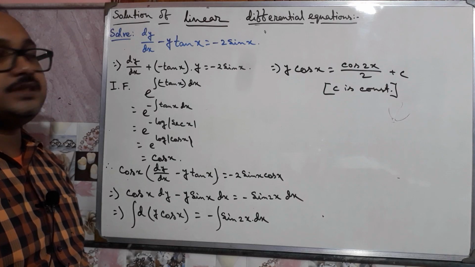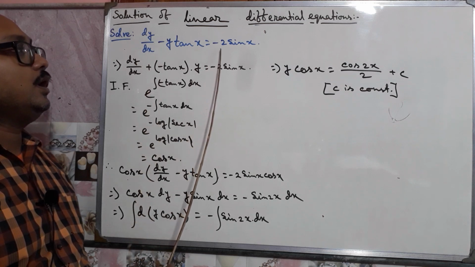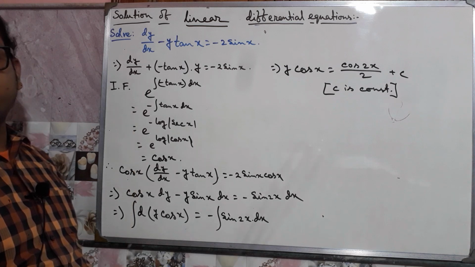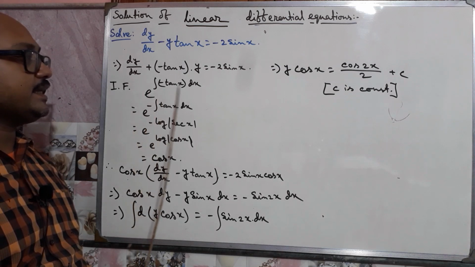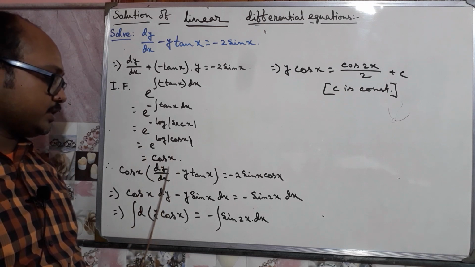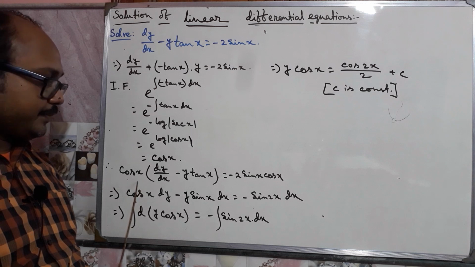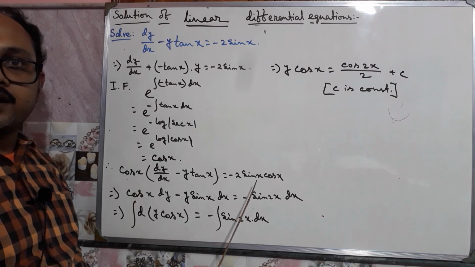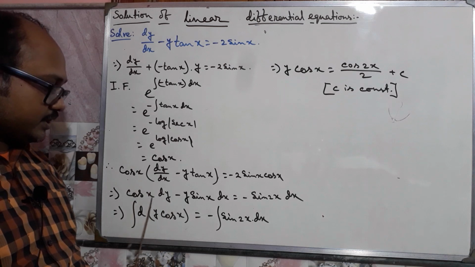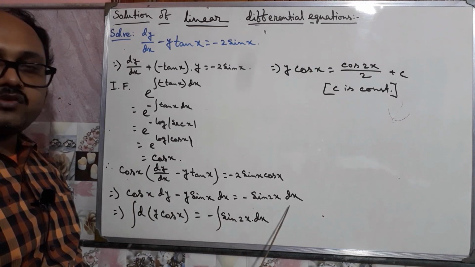A linear differential equation is given: dy/dx minus y tan x equal to minus 2 sin x. So, what is the integrating factor here? e to the power integration of minus tan x dx. It will be e to the power log cos x, that is cos x. Now, we have to multiply this cos x to both the left hand side and the right hand side. Then it will be cos x dy minus y sin x dx equal to minus sin 2x dx.